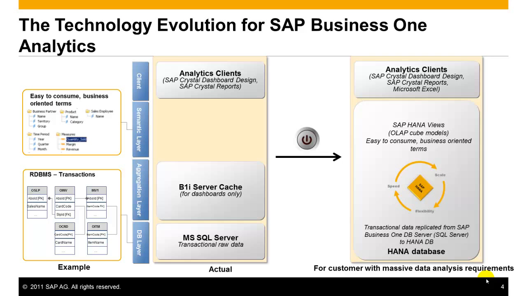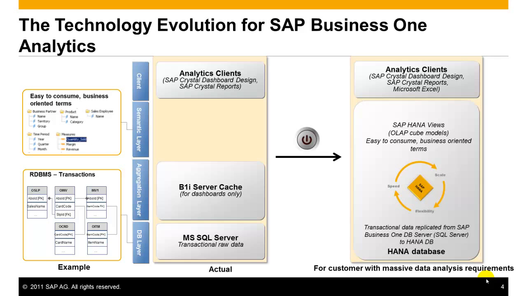And the analytics clients sitting on top of that are SAP Crystal Dashboard Design, SAP Crystal Reports, and Microsoft Excel. So you can see that what we're delivering is seamless. We're delivering the same tools that you're used to using today with SAP Business One, and we are taking that transactional data across into HANA so you don't ever have to worry about getting that data. There's no extract, transform, and load process that you normally have to worry about.